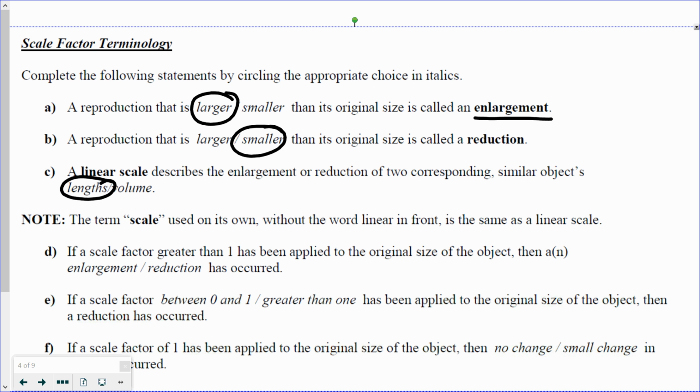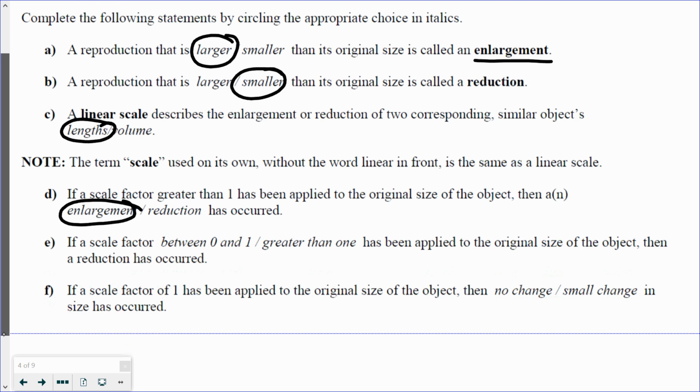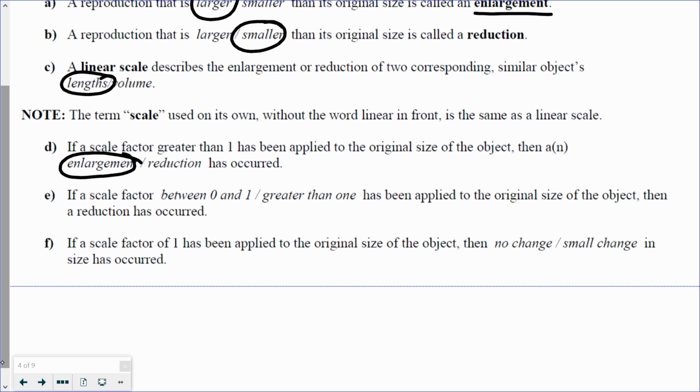If a scale factor greater than 1 has occurred, it's an enlargement. If a scale factor between 0 and 1, then a reduction has occurred. If a scale factor of 1 has been applied, then there will be no change. It's just a straight up copy. So those are just those terms that come up.